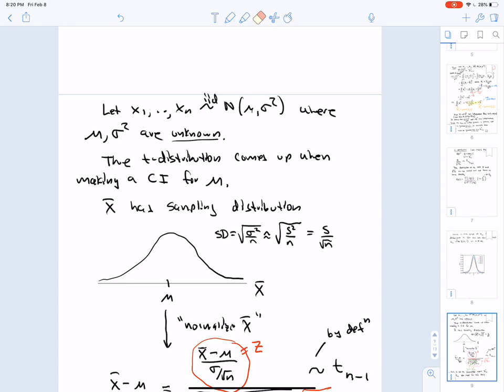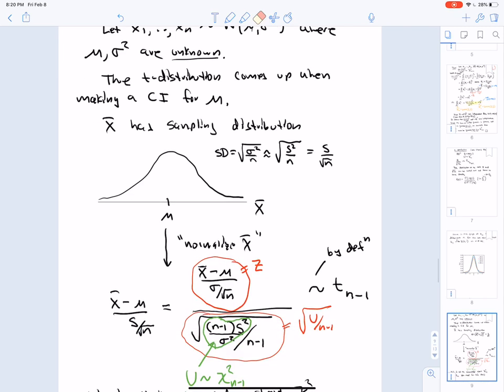Now x1 to xn is IID normal mu sigma squared, where mu and sigma squared are unknown. The T distribution comes up when we're making the confidence interval for mu. That's why we need it. So x bar has a sampling distribution which looks approximately normal. The SD of this is the square root of sigma squared over n, which, well, we don't know what sigma squared is, right? So that's approximately s over the square root of n.